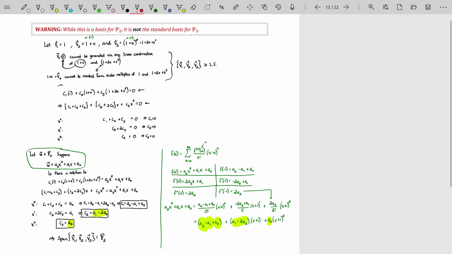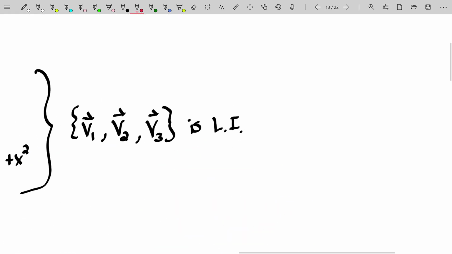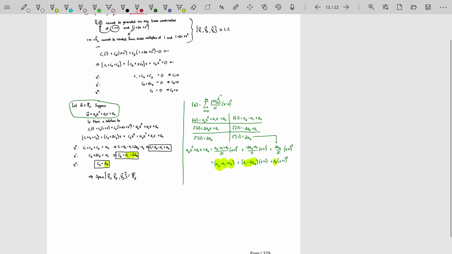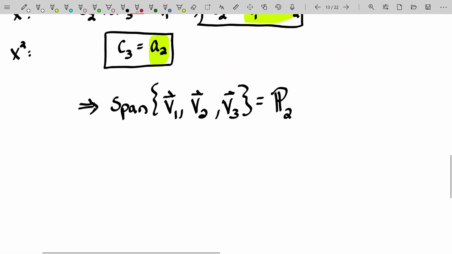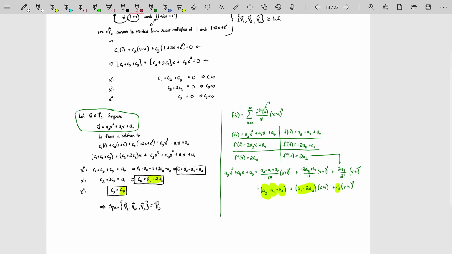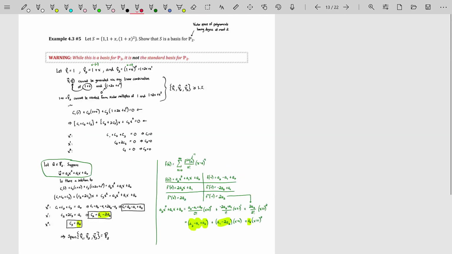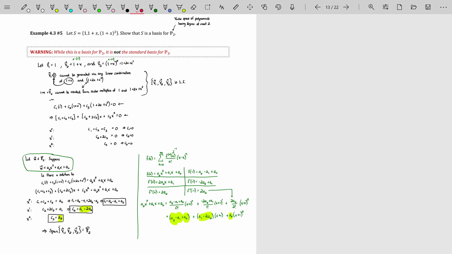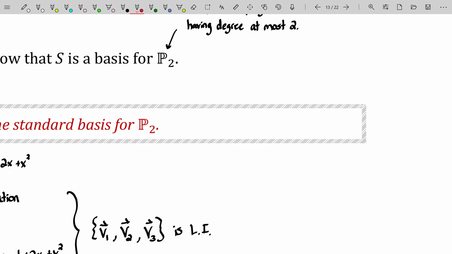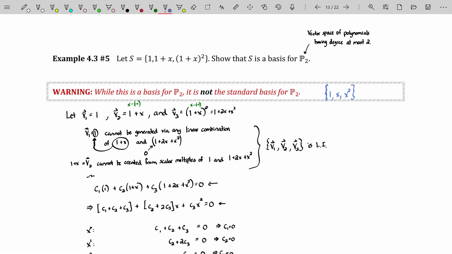Anyhow, in any case, we have shown that these vectors are linearly independent and that they span p sub 2. Thus, these vectors are a basis for p sub 2. Now, I did say in that warning up above, that's not the standard basis for p sub 2. Technically, the standard basis for p sub 2 is somewhat obvious to see: 1, x, x squared. That would be the standard basis for p sub 2. But here we have a basis that is not the standard basis, but still a basis for p sub 2.